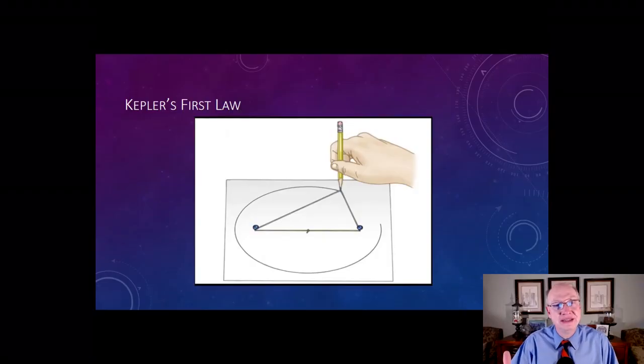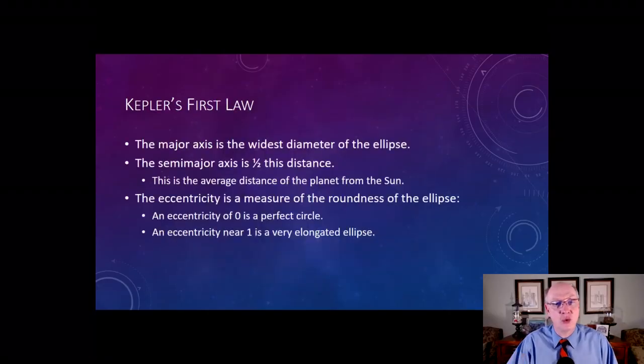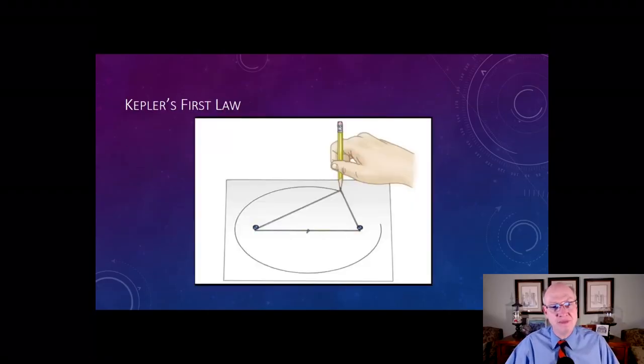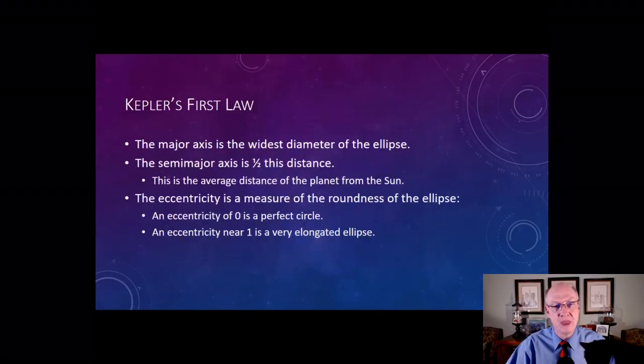Now, a couple definitions of terms that we're going to be using. The major axis is the widest diameter of the ellipse. So the major axis is just simply the diameter all the way across the ellipse from one side to the other, right? So that's the major axis of the ellipse. The semi-major axis is half that distance. So it's the distance from the center of the ellipse over to the edge here. So you just take the major axis of the ellipse, divide by 2, and that gives you the semi-major axis of the ellipse.